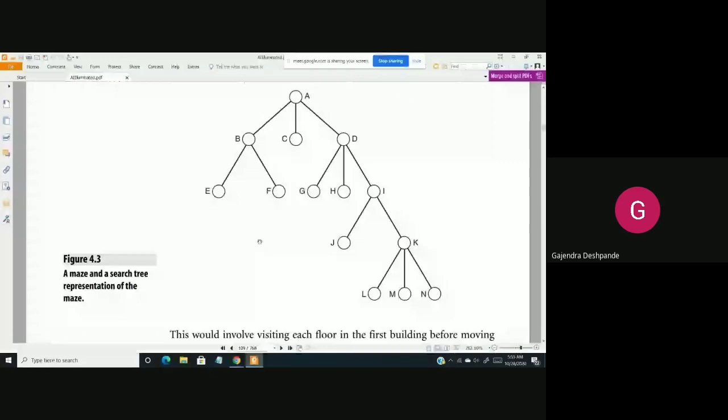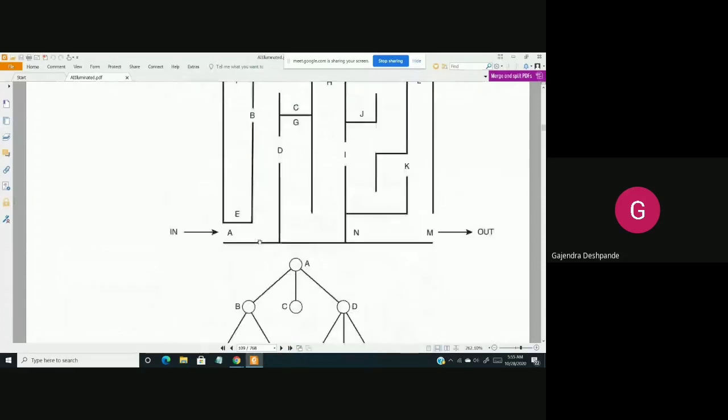Okay. So A is our entry point, so A should be at the root node. M is our exit point, so M should be at the leaf node. So similarly, other exit points should be at the leaf nodes.